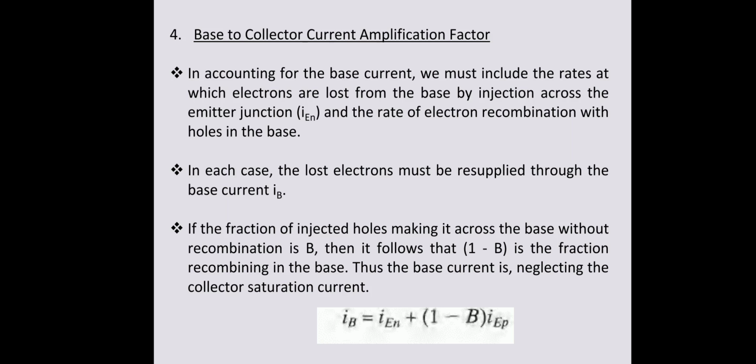So for this base current we can say that IB is equal to IEN plus the recombination current. So the recombination factor is 1 minus B times IEP. So we can represent IB as consisting of two contributors. One is IEN and the other one is the recombination current. So the recombination current is due to the recombination of holes with the electrons. So B amount of holes reach the collector. So the remaining 1 minus B amount of holes are recombined with the electrons. So that current is 1 minus B times IEP. That is the recombination current. So IB we can represent as IEN plus 1 minus B times IEP.